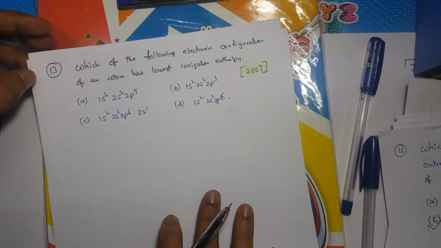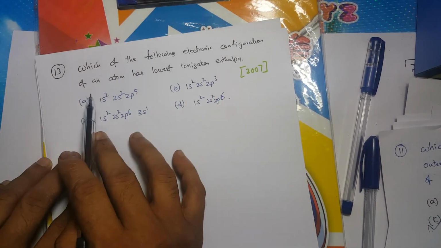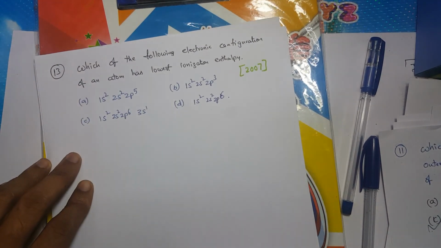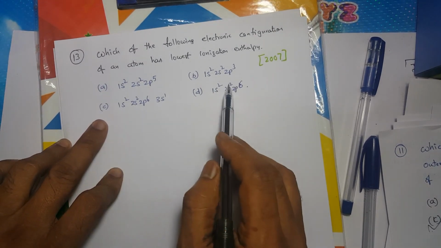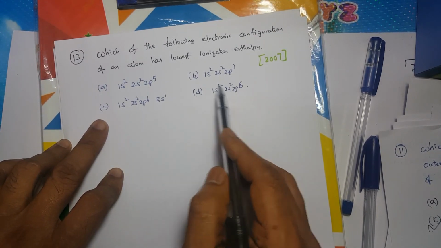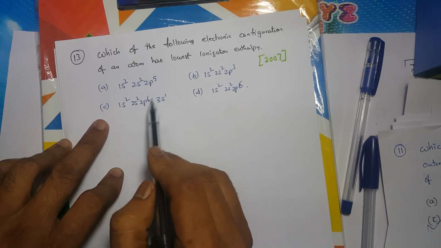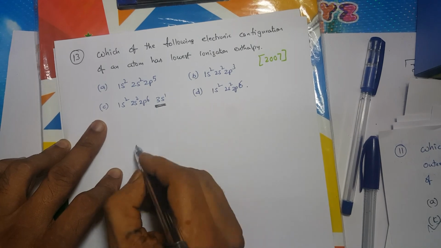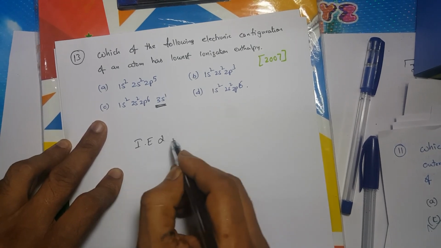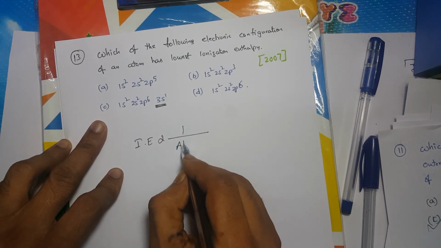Okay, the next one: which of the following atoms shows the lowest ionization enthalpy? This is very easy to find out. This is a stable configuration, this is stable, and this is also, but here how many shells are there? This is the biggest atom. Ionization energy is inversely proportional to atomic size.